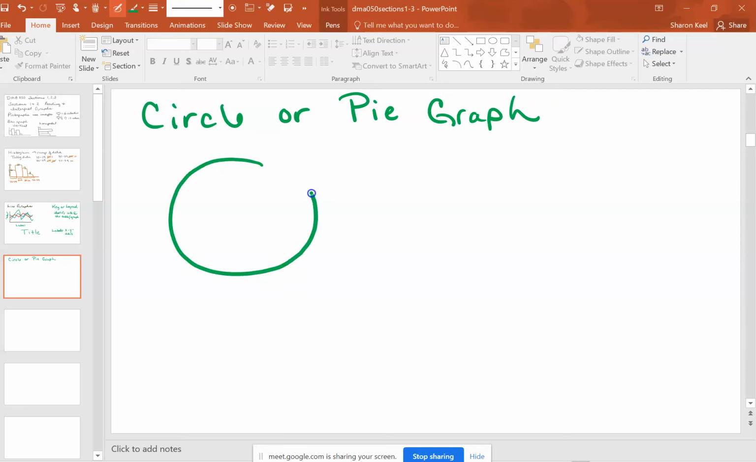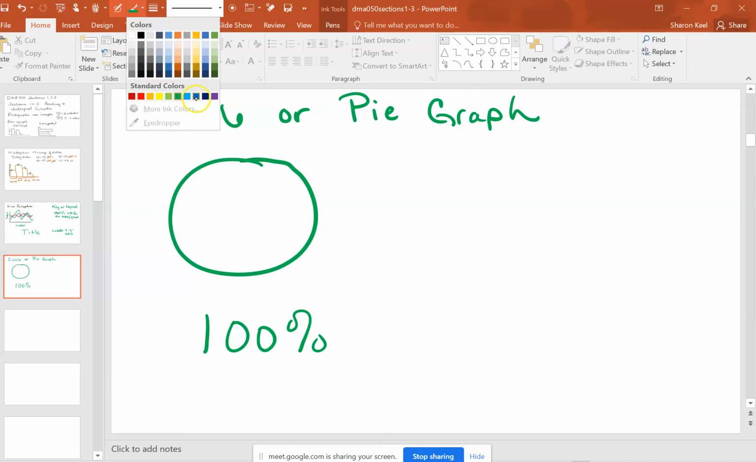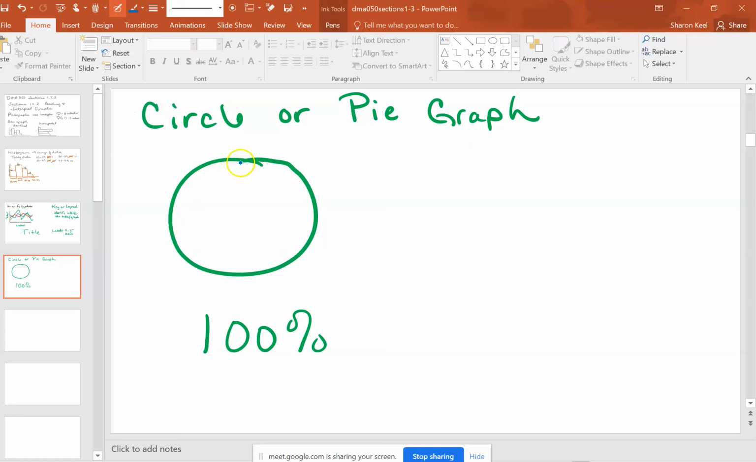When you have a circle or a pie graph, the entire circle represents 100%. Each slice of it may represent a different amount. So let's say this is representing your budget. Let me break it up into some parts here. Let's say we have 25% that you spend on food. Let's say you have another 25% that you spend on savings.